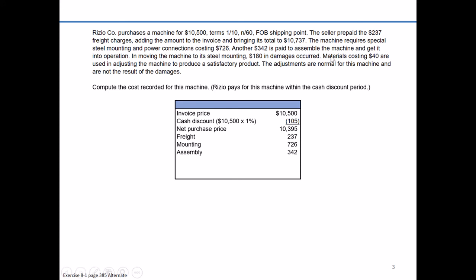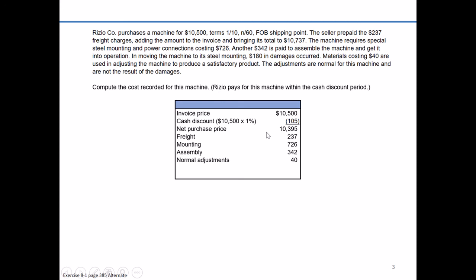Our last item is materials costing $40 used in adjusting the machine to produce a satisfactory product. And we're not quite sure because we've just talked about damaging it. Are we just correcting from the damage? But we read a little bit more and it says the adjustments are normal for this machine and are not the result of the damages. Again, it's just an expectation. It's a more complicated piece of equipment. We need to do some adjustments. So we're going to add that normal adjustments of $40 onto the overall net purchase price.